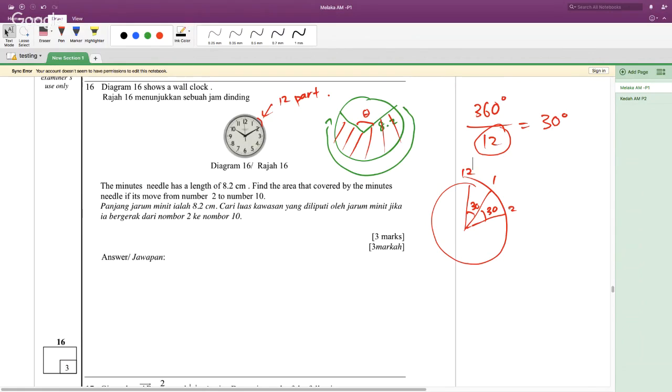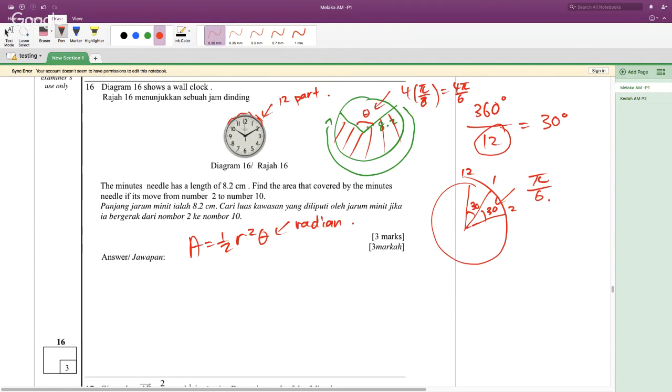But because we are finding the area, we use half r squared theta, and theta has to be in radians. So I will not use 30 degrees. I know pi equals 180 degrees, so 30 degrees is pi over 6. Now, if I want to find this angle, it covers 10 to 11, 11 to 12, 12 to 1, 1 to 2. That means I have 4 pi over 6 for this side.